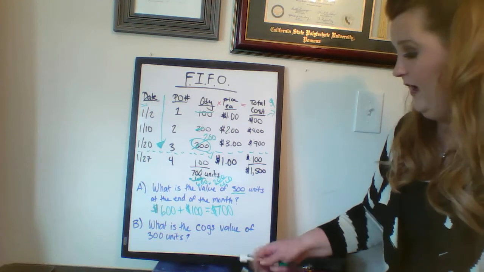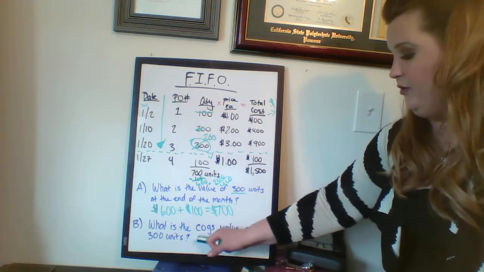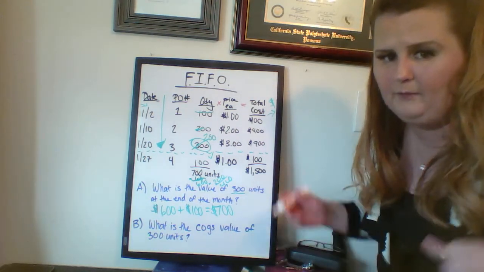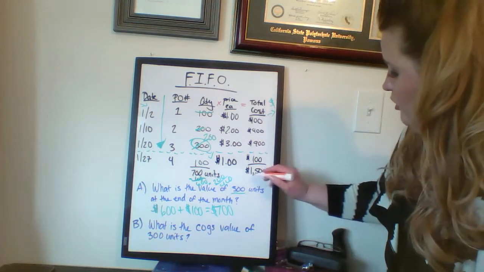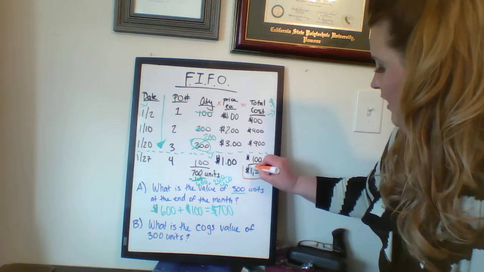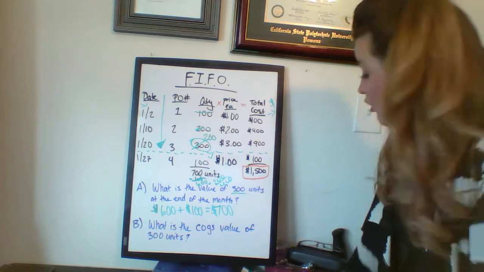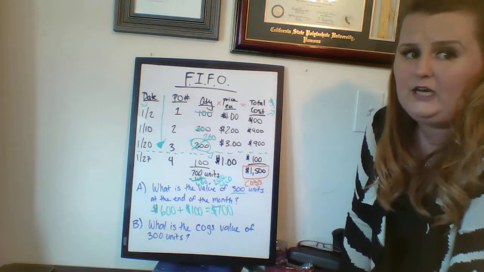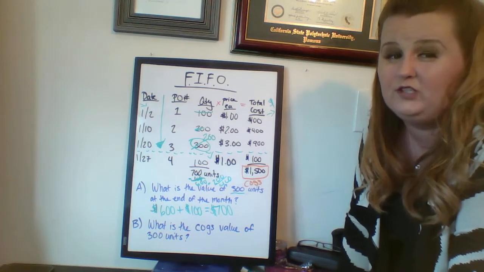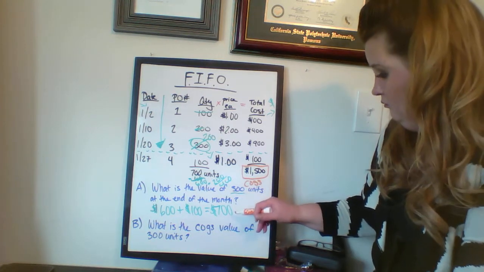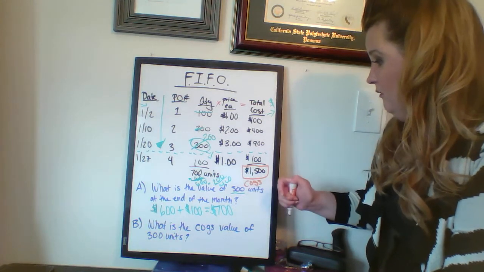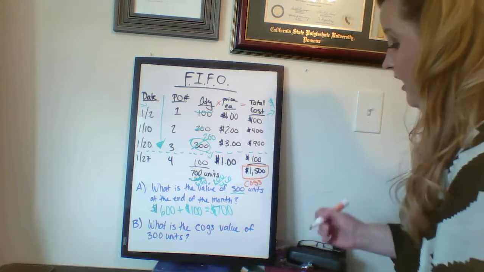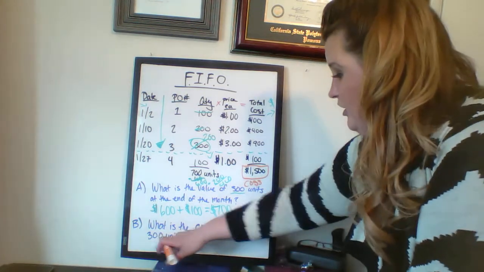B is going to be, what is the cost of goods value of the 300 units? So originally, and I'll do it in orange so you guys can see this a little bit better, the original cost of goods sold we expected to sell through was $1,500. That was the grand total of the original COGS, based on 700 units. But because we didn't sell through 700 units, we only sold 400 units, so we're going to have to do the math. So down here, the cost of goods sold value of 300 units, right?